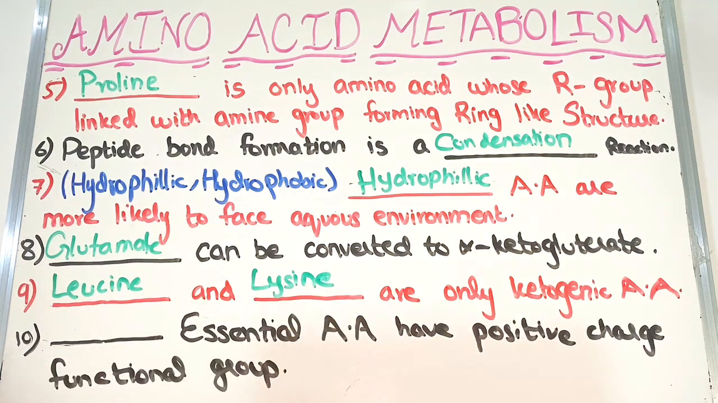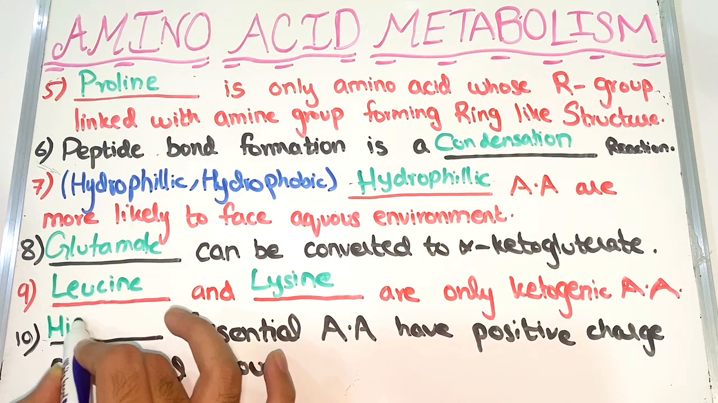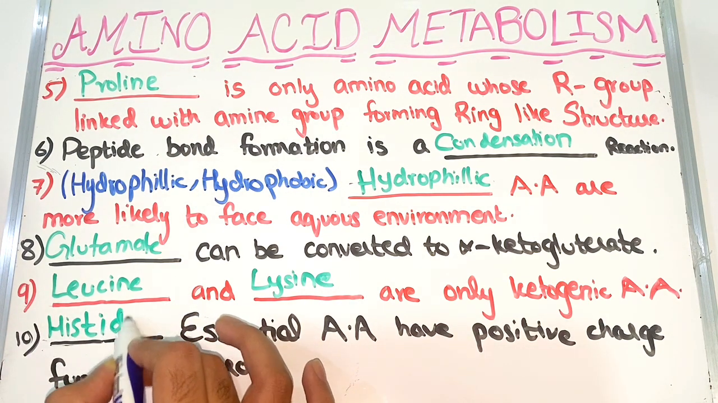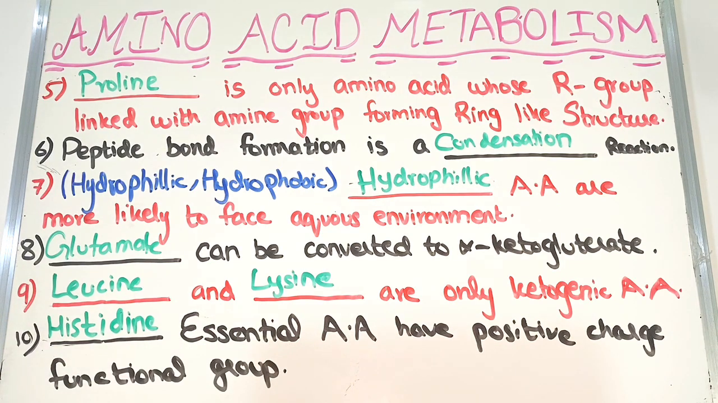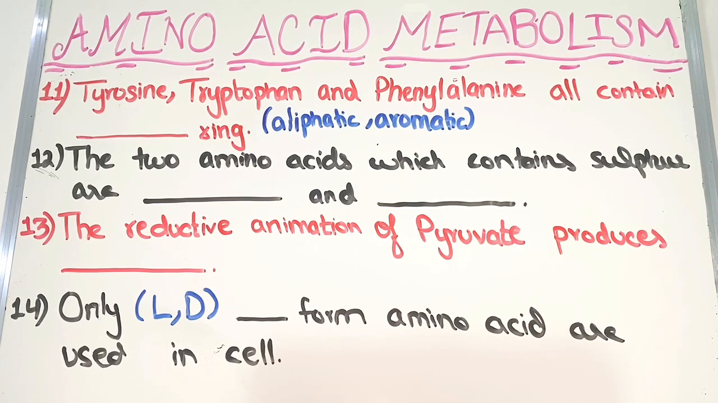So this is new for you. The 10th question is: dash essential amino acid has a positive charge functional group. There is only one, which is histidine. The histidine functional group has a positive charge on it, which makes it a unique essential amino acid. So these were some short questions. Let's move on to the next.